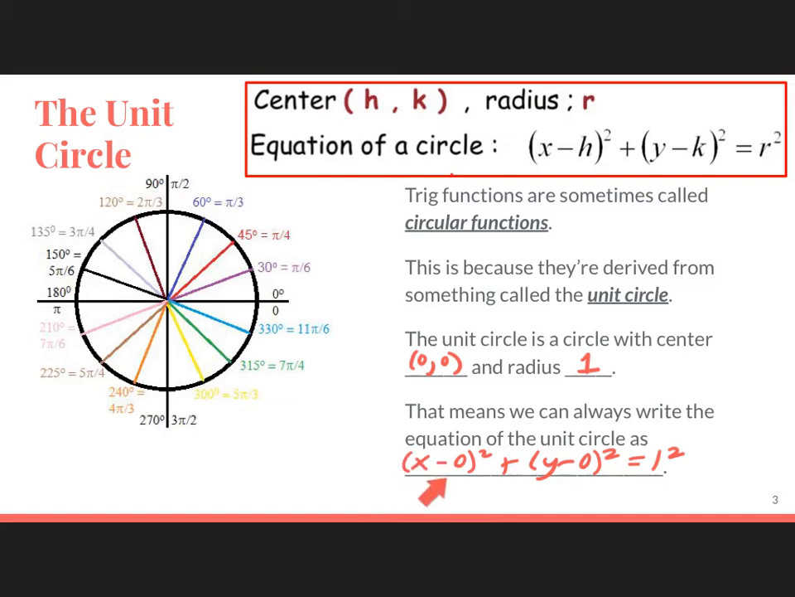So let me just simplify that a little bit. Something minus 0 is always just going to equal the value itself. So this is really the same as x squared plus y squared, and that's equal to 1 squared, which is just 1. So we can always generalize the equation of our unit circle as x squared plus y squared equals 1 based on the equation of that circle.